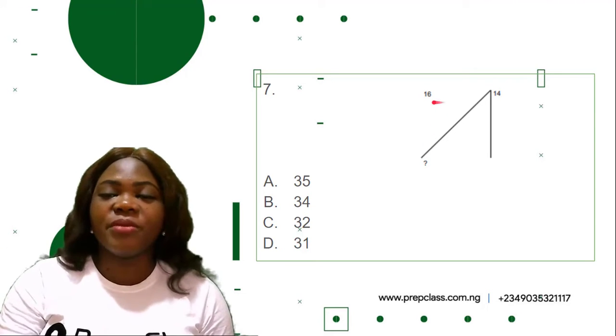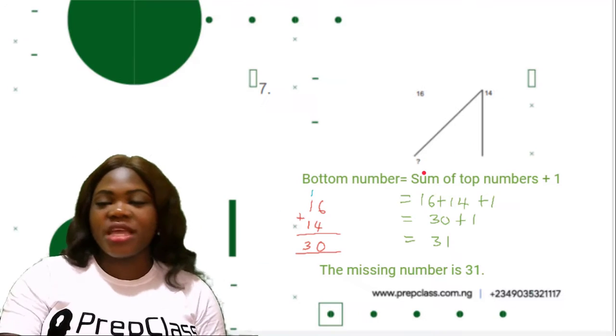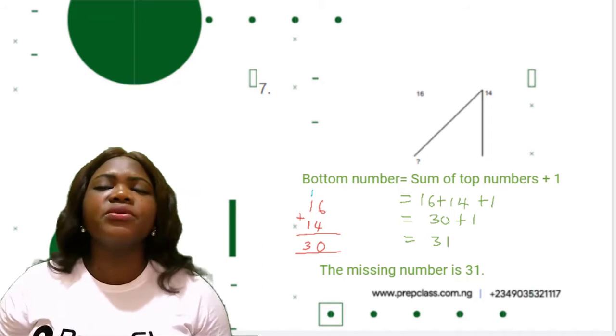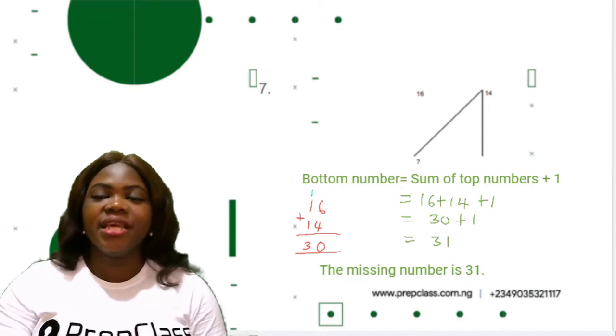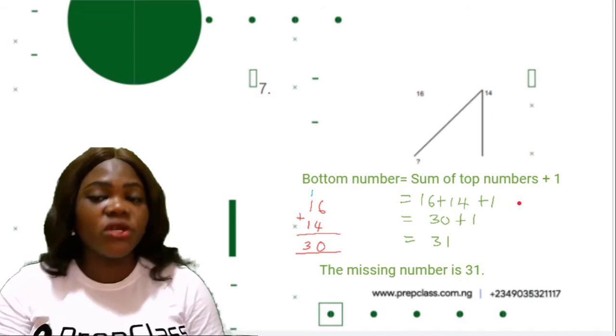We are given the two top numbers as 16 and 14. Then the bottom number is missing. So we can go ahead and use the logic from the samples. From the samples, to get the bottom number, find the sum of the top numbers and add 1 to it. So the top numbers here are 16 and 14. So 16 plus 14 plus 1.